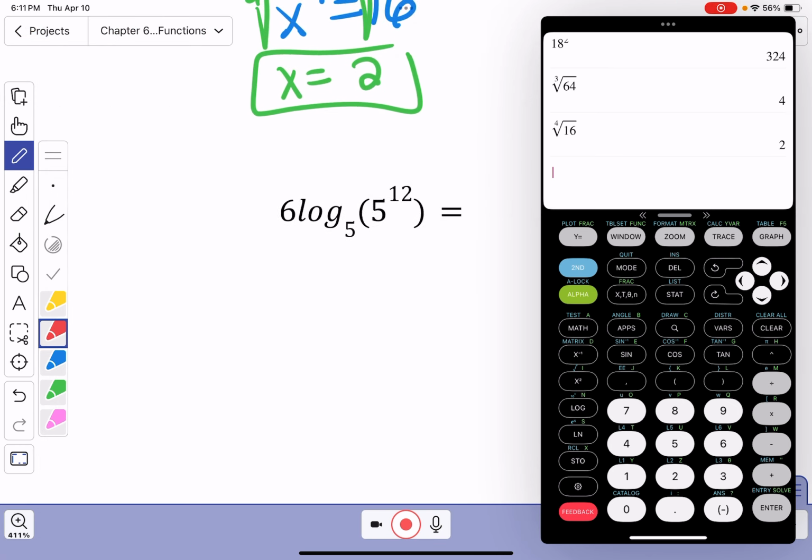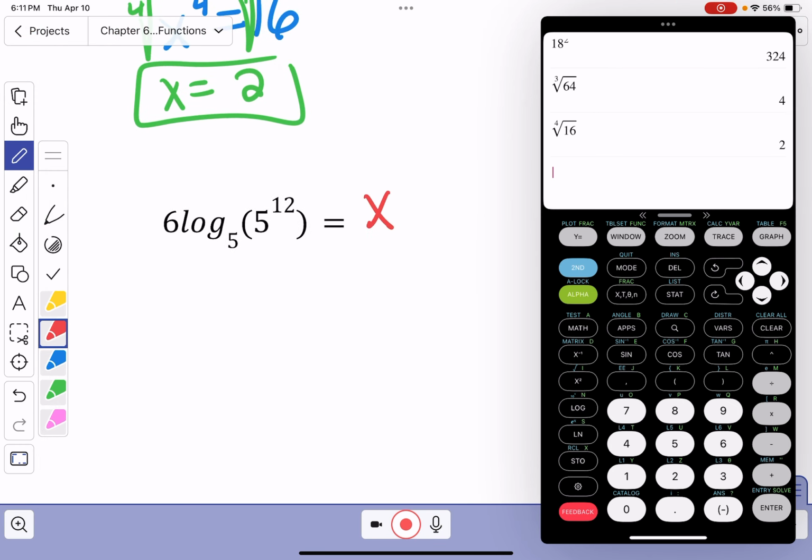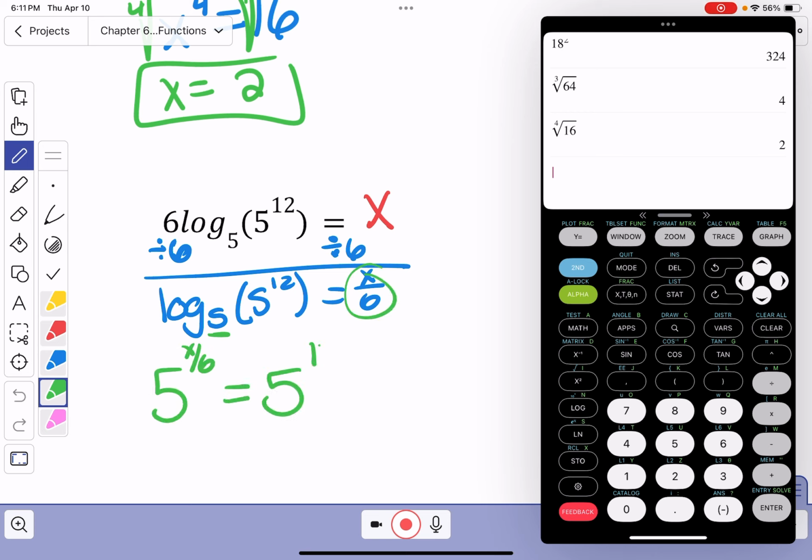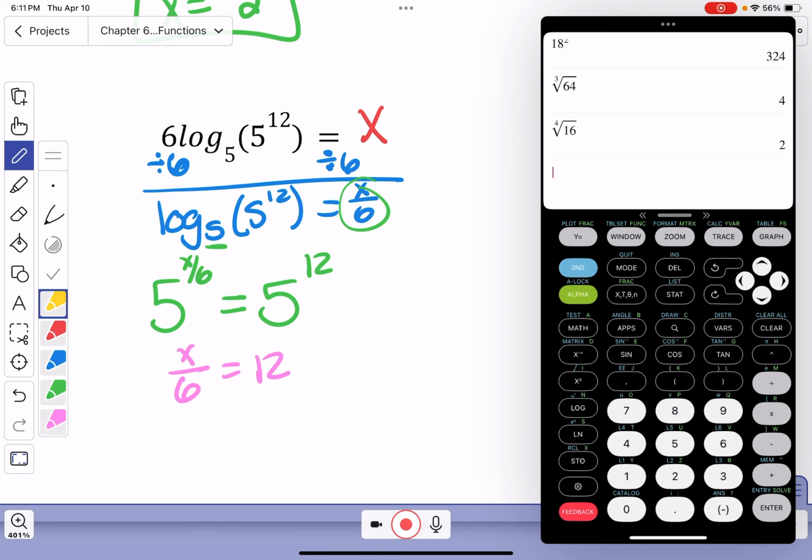All right. This one, we're going to stick an x over here. Now, before we do anything, we need to get the log alone. So I'm going to divide both sides by 6 to get the log alone. x over 6. So now I'm going to say 5 to the x over 6 equals 5 to the 12th. Since the bases are the same, I can say x over 6 equals 12. And then I multiply both sides by 6, and I get x equals 72.